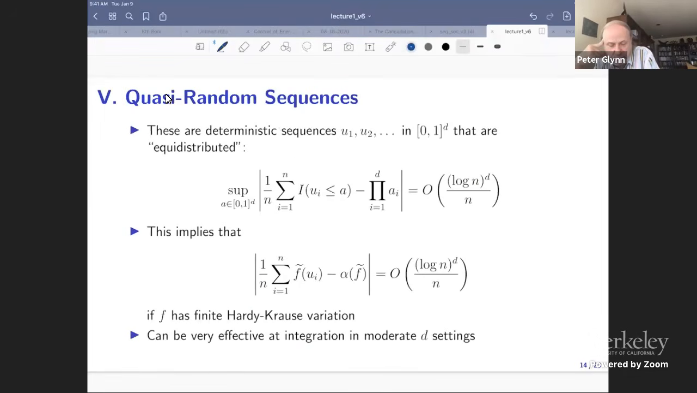Now, I'd be remiss if I didn't mention that there's another alternative integration technology that one can apply called quasi-random sequences. The use of the term random is a bit of a misnomer in the sense that these sequences are actually deterministic sequences that are intended to be deterministic.